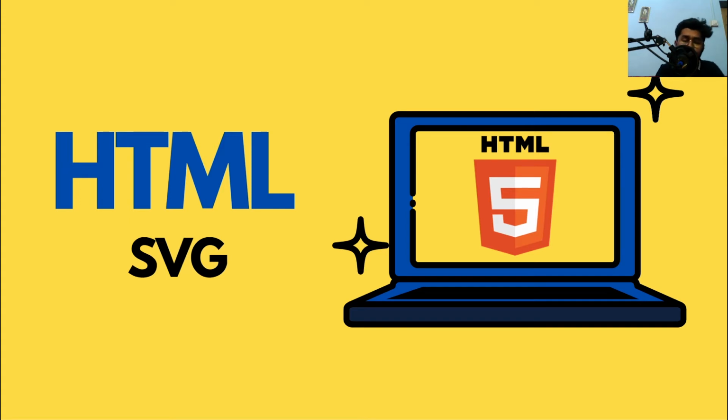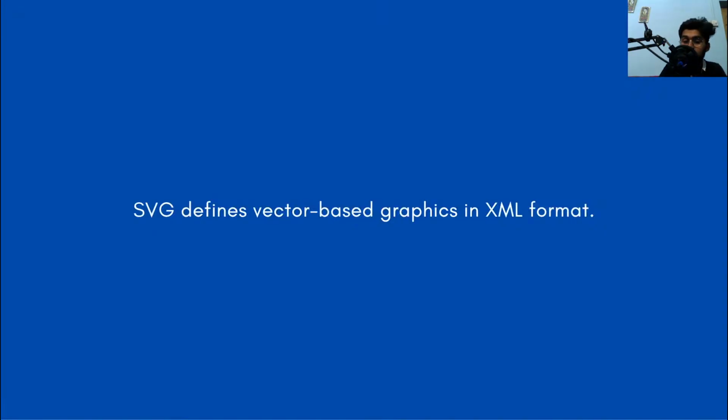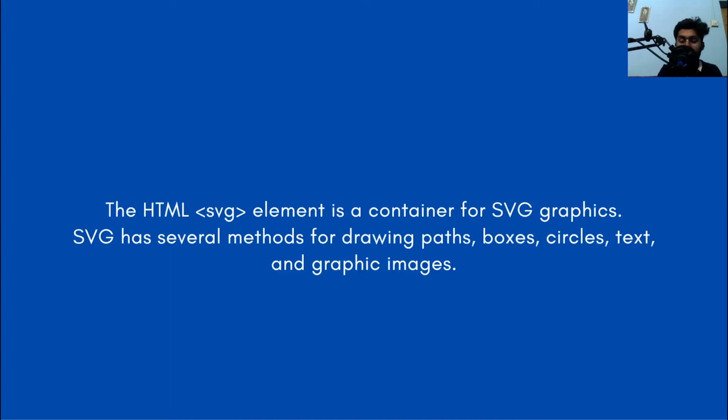This is Fahad and this video is about HTML SVG. And what is SVG? SVG is defined as the vector-based graphics in the XML format. What is the full form of SVG? Scalable Vector Graphics. So we use it in web graphics. We have an SVG element in HTML which acts as a container for the SVG graphics. And SVG has several different methods for creating paths, boxes, circles, text, and graphic images.